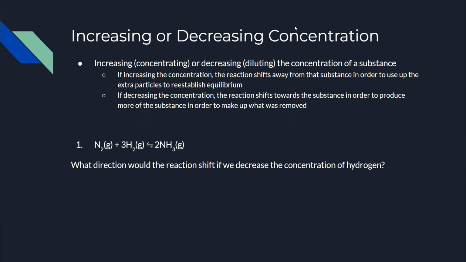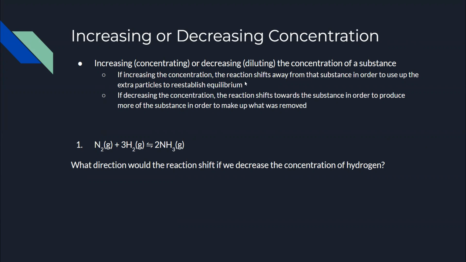So let's get going. The first thing we have to know is increasing or concentrating or decreasing or diluting the concentration of a substance. If you increase the concentration, the reaction shifts away from that substance in order to use up the extra particles to reestablish the equilibrium. So basically, if you're increasing the concentration, the reaction has to use those particles up and create more products or more particles on the other side in order to reestablish the same equilibrium you had before.